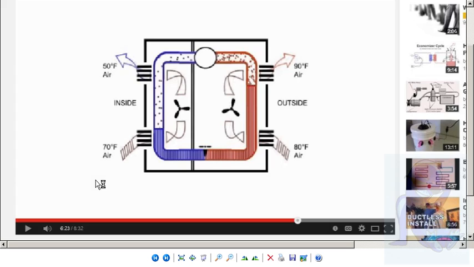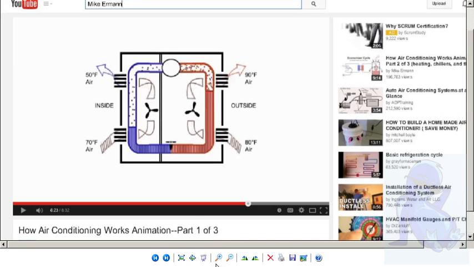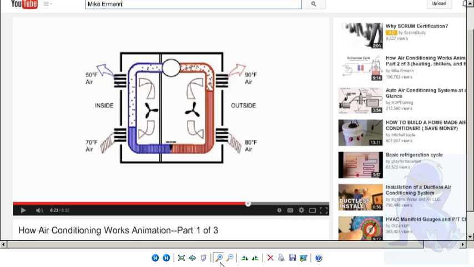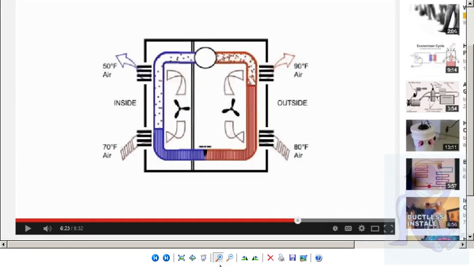And if you watched that last video, I recommended that you check out somebody else's YouTube first on the refrigeration cycle. His name is Mike Ehrman. Just type in his name in the search, or How Air Conditioning Works Animation Part 1 of 3. Or you can watch all three of them. The first one's really critical. The first one really goes into the refrigeration cycle with a nice little animation. It's very easy to understand.